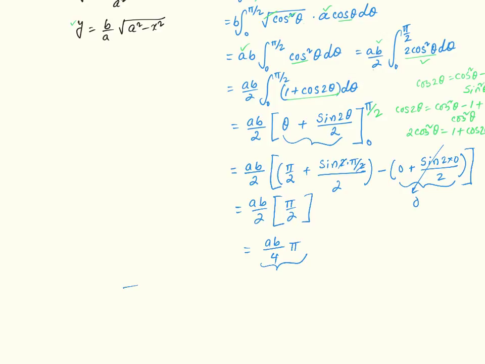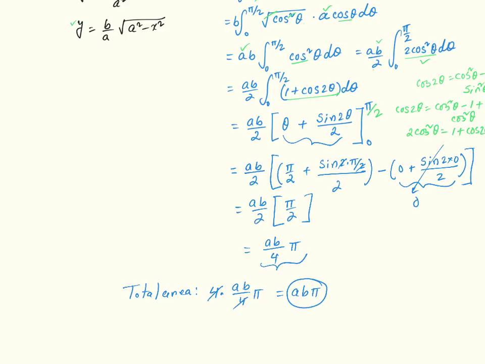So the total area is going to be 4 times the area in the first quadrant, which is ab over 4 times pi, right? This 4 cancels out, that gives you ab pi. So that is going to be the area of the ellipse.